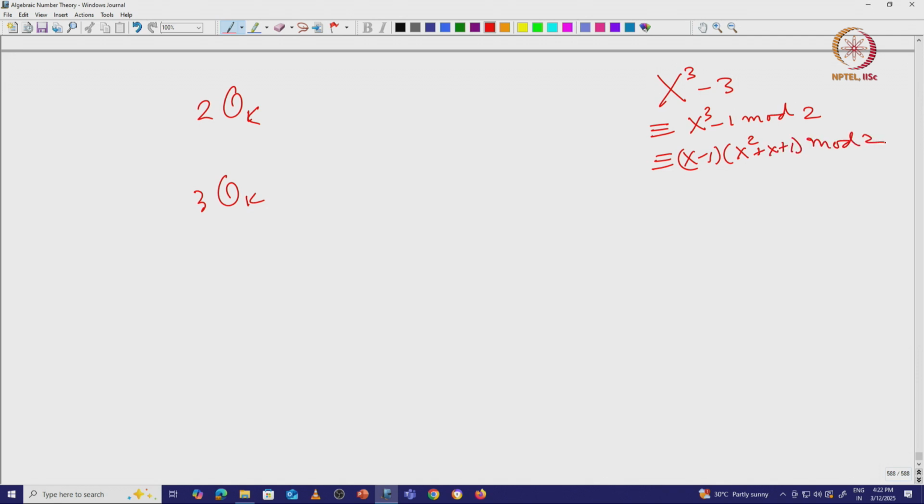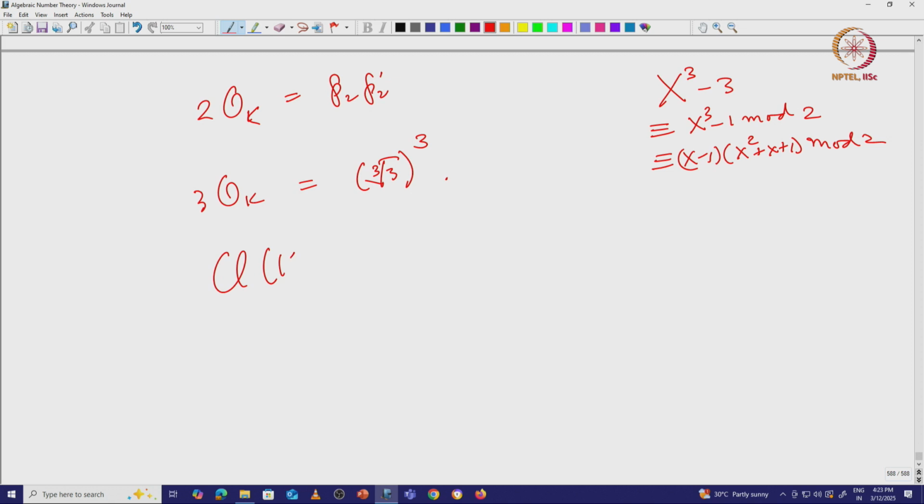And the second factor, the quadratic factor, turns out to be irreducible. It has no root mod 2. So, this is P2 times P2 prime. So, one of them has residue degree 1 and the other one has residue degree 2, right. And then 3 O_K turns out to be the cube root of 3, cubed, right. Okay. All right.